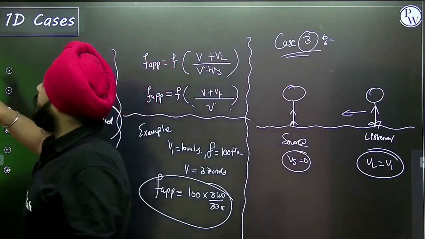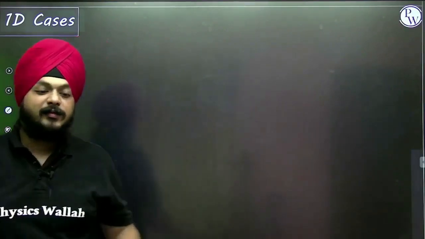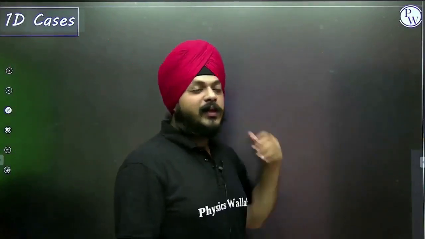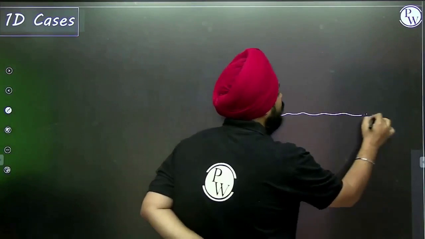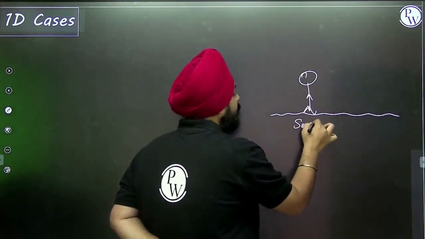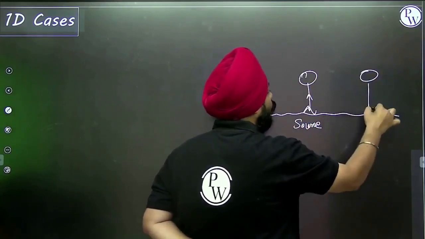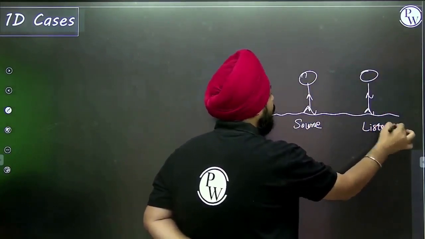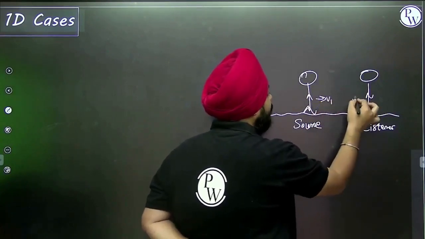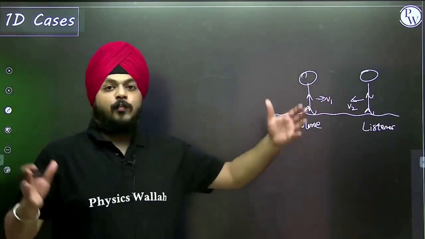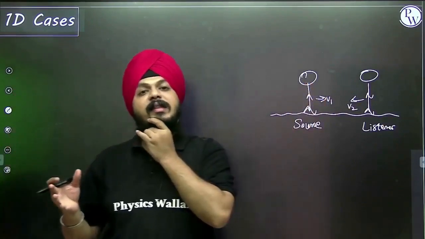Like this, the basic sums of the Doppler effect are like this. The source is stationary and the listener is moving near to the source. Now, let's move on to the next case. Both are moving. Suppose both are moving nearer to each other. The source is moving in this side with the velocity V1, and the listener is moving with the velocity V2.